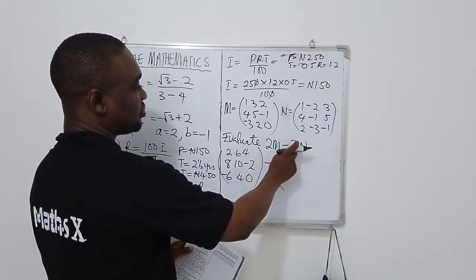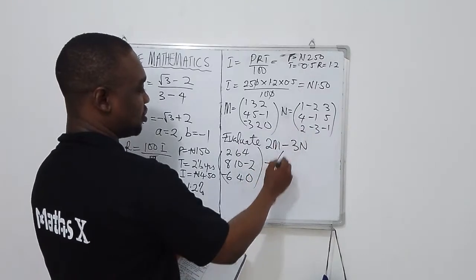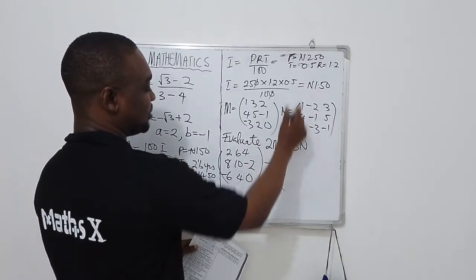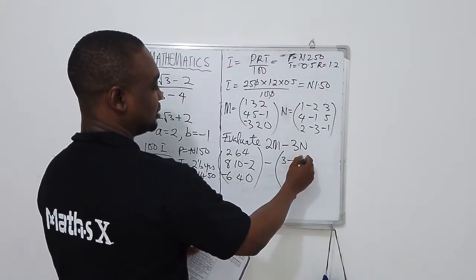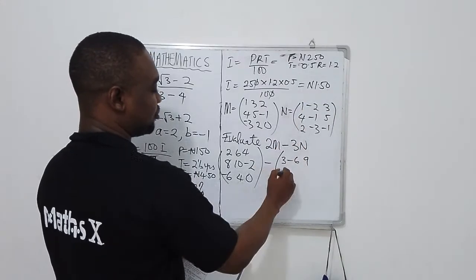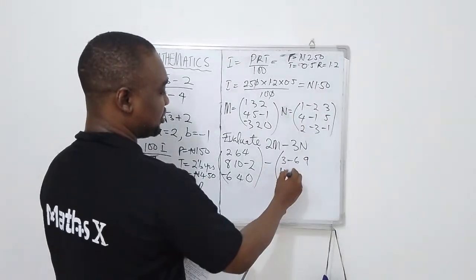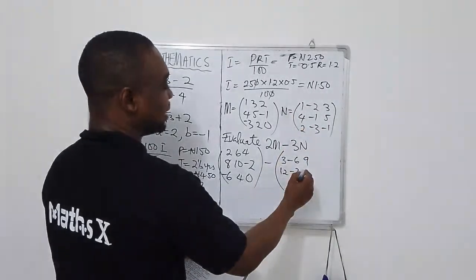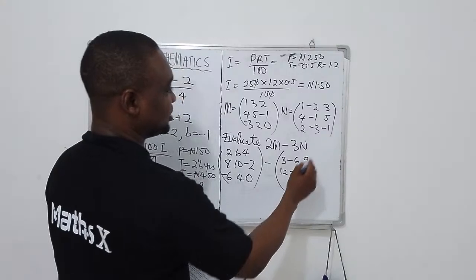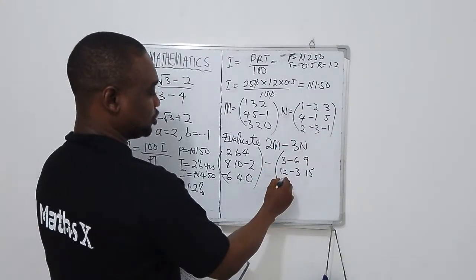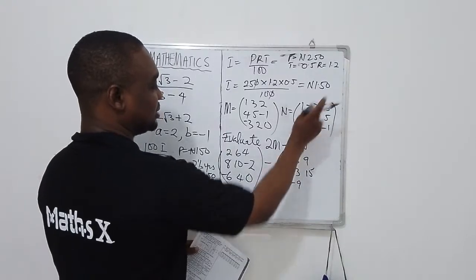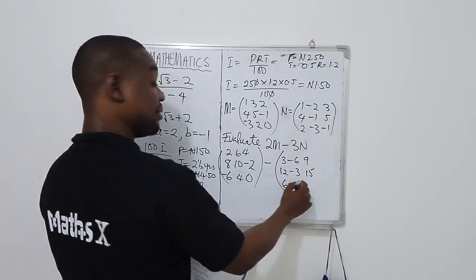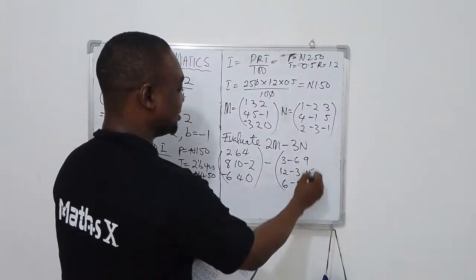For 3N, 3 times 1 is 3, 3 times minus 2 is minus 6, 3 times 3 is 9, 3 times 4 is 12, 3 times minus 1 is minus 3, 3 times 5 is 15, 3 times 2 is 6, 3 times minus 3 is minus 9, 3 times minus 1 is minus 3.